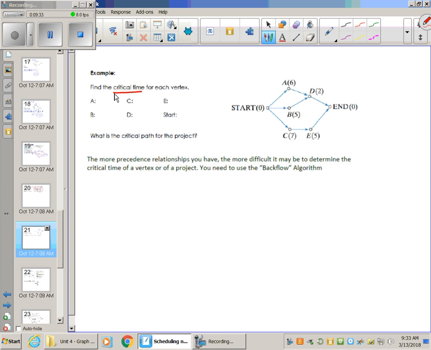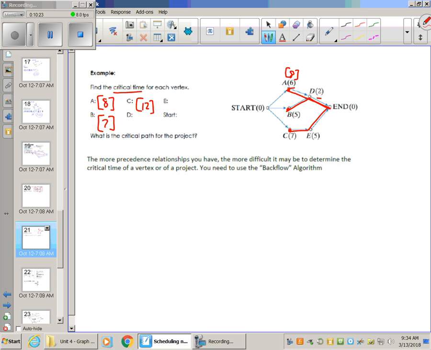If I'm looking at A's critical time here, the longest path from A to the end is to go to D and go to the end, which is a total time of 6 plus 2 hours. So it has a critical time of 8, in brackets. If I look at B, to go from B to the end is a total time of 5 hours plus 2 hours, so its critical time is 7 hours. For C, the longest path to the end is just a single path here to E and to the end. So that's 7 plus 5. C's critical time is 12.